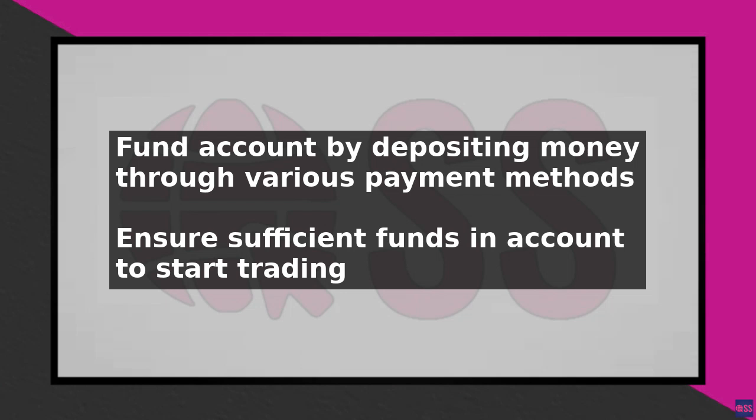To place a trade, navigate to the trading section of the platform and select the stock or security you want to trade. Choose the type of order you want to place, such as a market order or limit order, and enter the quantity of shares you want to buy or sell. Review your order carefully before submitting it to ensure everything is correct.